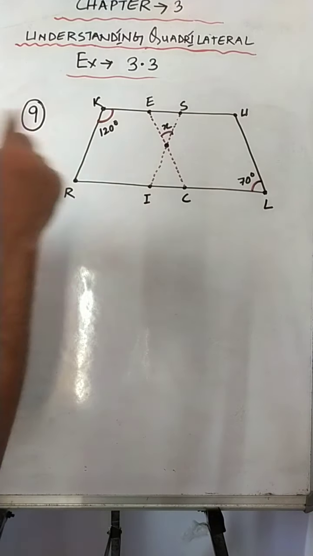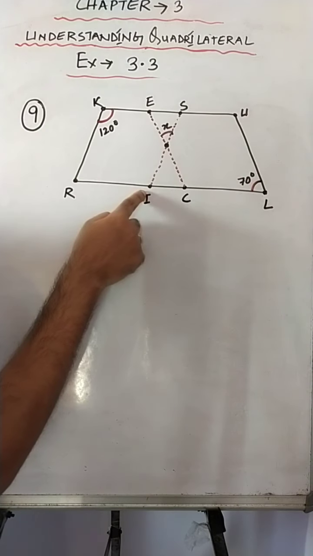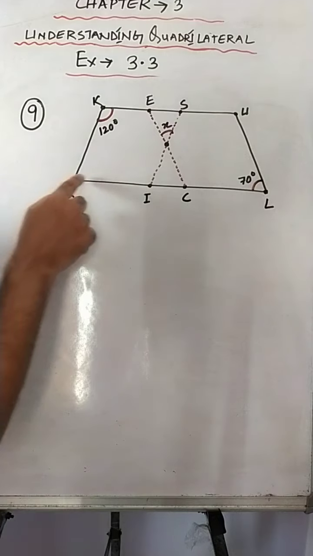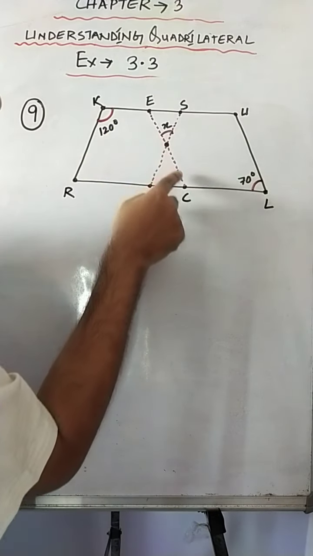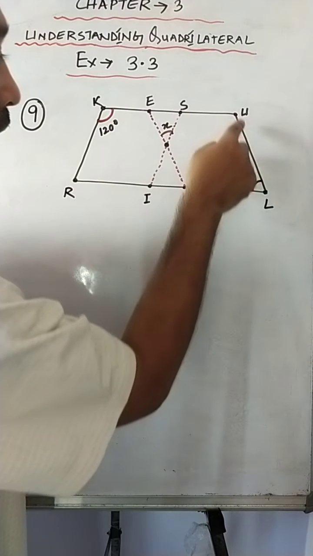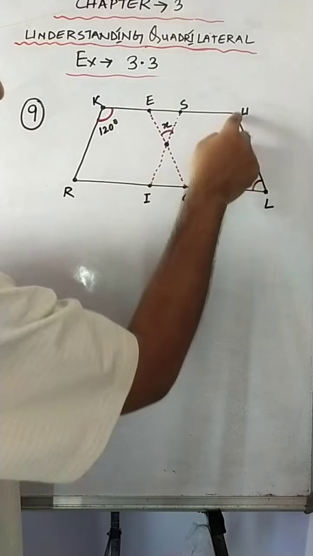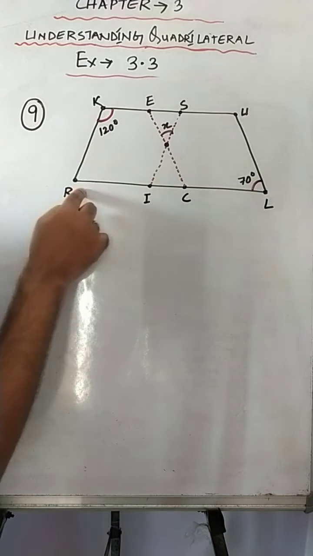You see the first parallelogram is K, R, I and S. This is one parallelogram. And another parallelogram we have E, C, this line, you see E, C, L and U. These are the two parallelograms. This is one parallelogram, that is E, C, L, U, and another parallelogram is R, I, S, K.